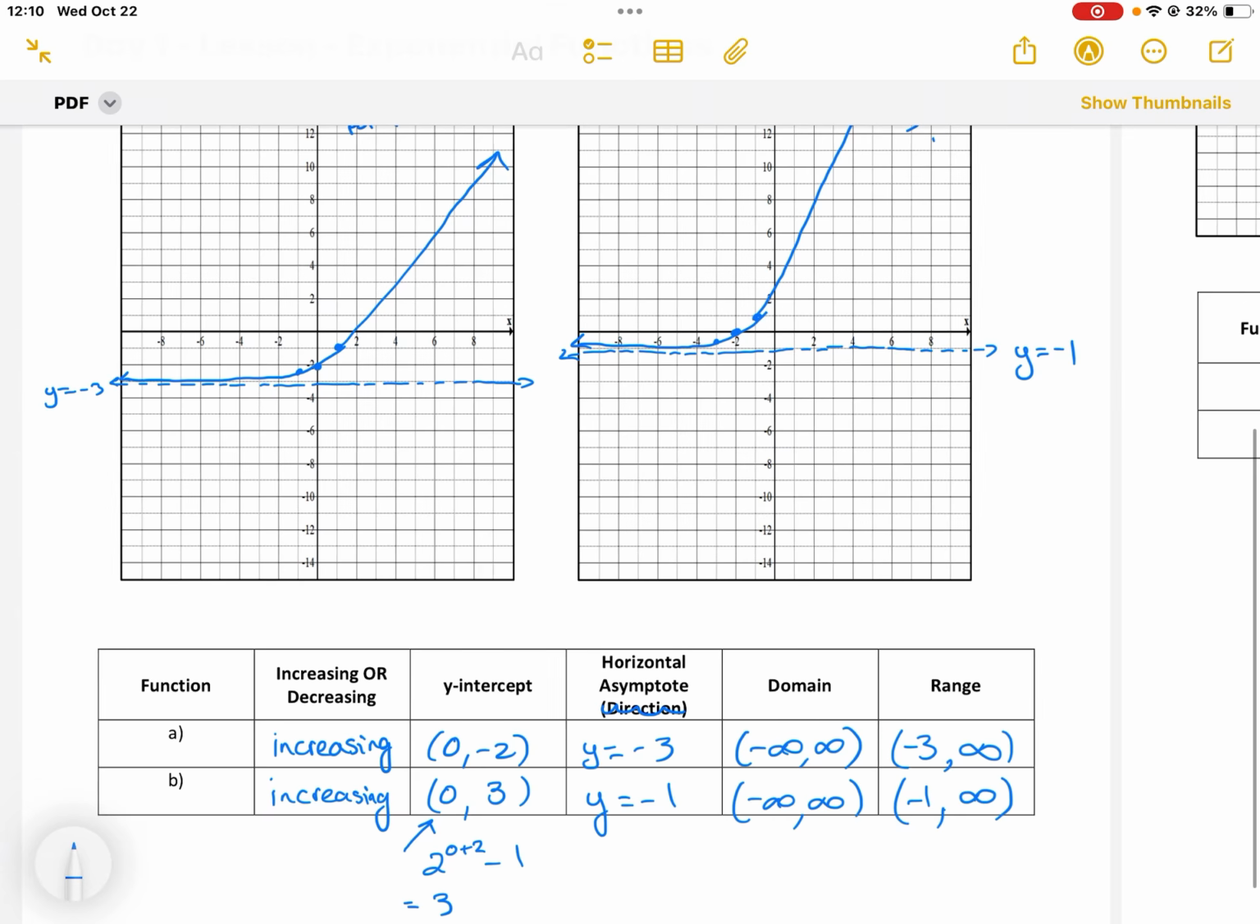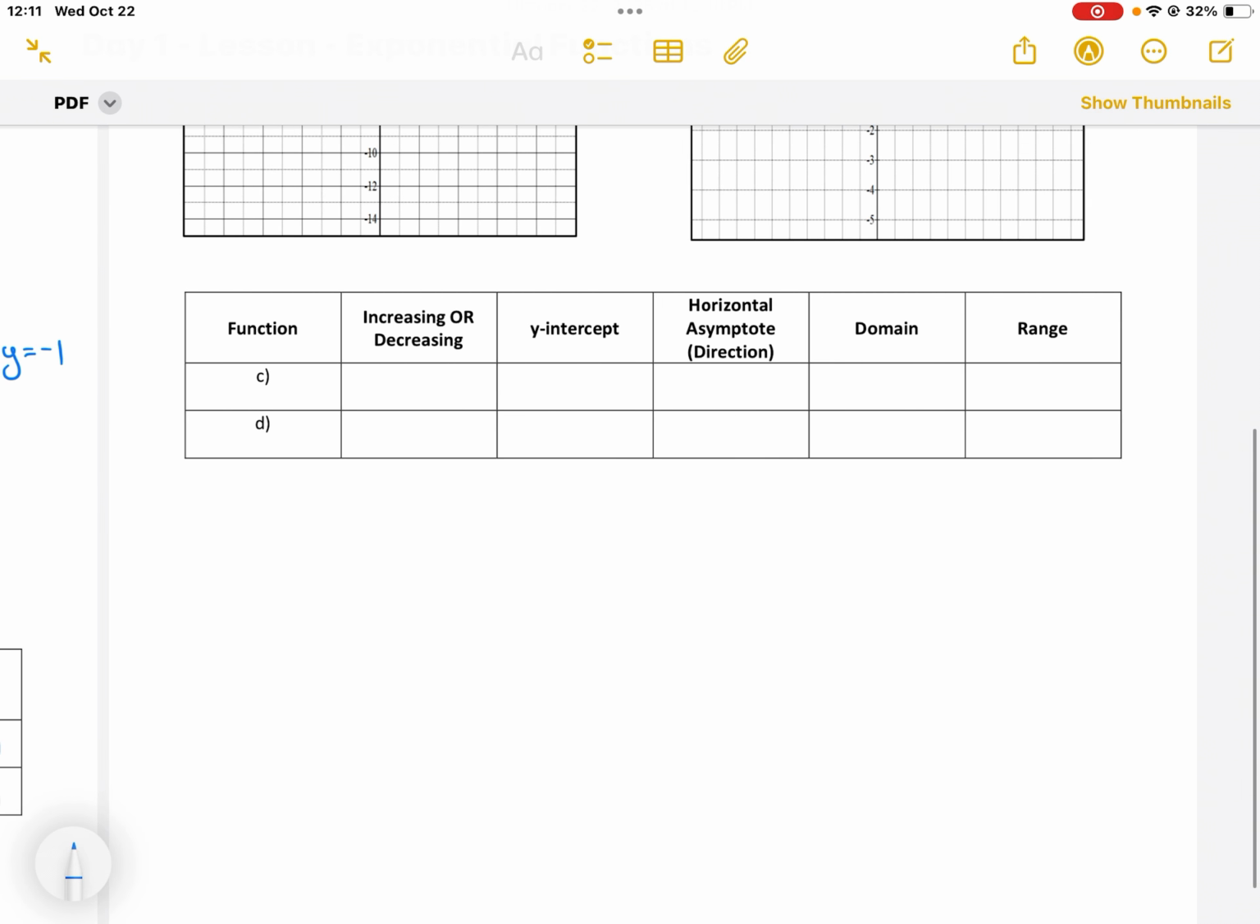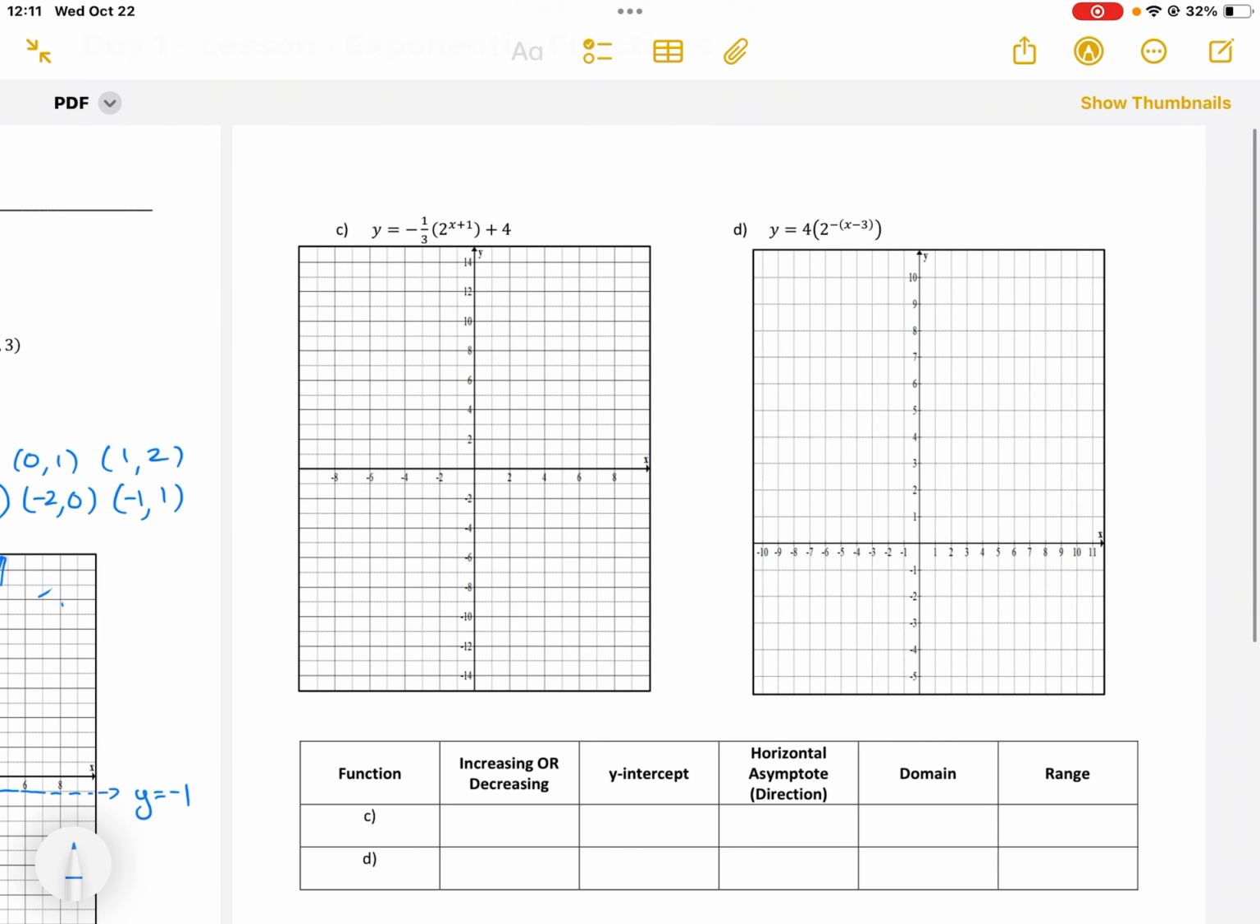The next two look a little bit different because they're a little bit more complicated, but I still have the same parent function. My base value is 2, so I have the same 3 key points. My first one is -1, 1/2. My second one is 0, 1. And then my third one is 1, 2.